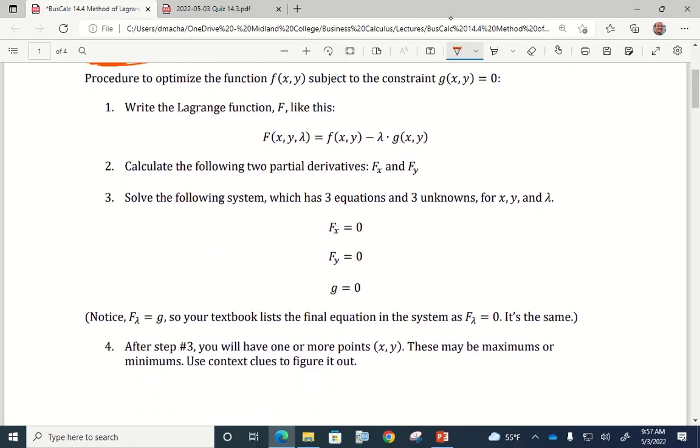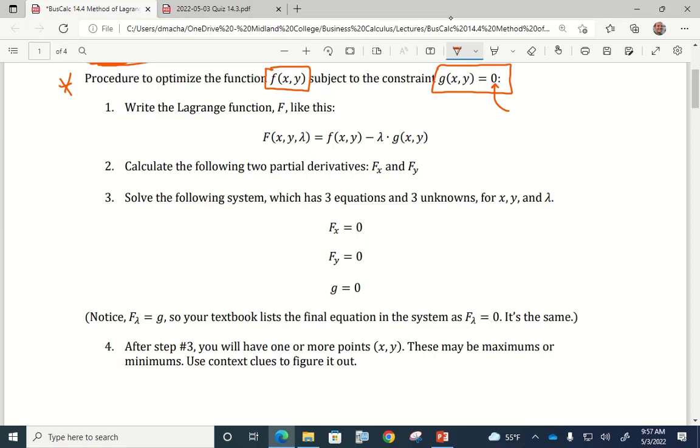So here's the procedure. This is what's called the method of Lagrange multipliers. You're going to say, I want to optimize the function f, and it's a multivariable function, so you could have two independent variables, x and y. And I'm going to optimize this function subject to the constraint where I have some function g of x and y equal to 0. So it's really key that one side of our constraint equation has to be equal to 0.